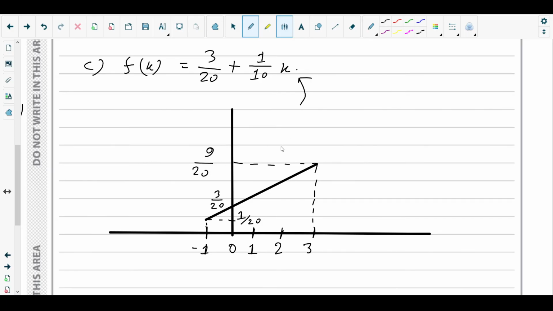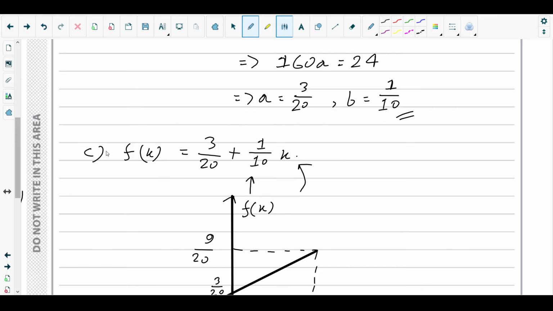That's it. This is the sketch of f of x. This is f of x along the y-axis, and along the x-axis it is x prime O x. Done. This is the sketch.